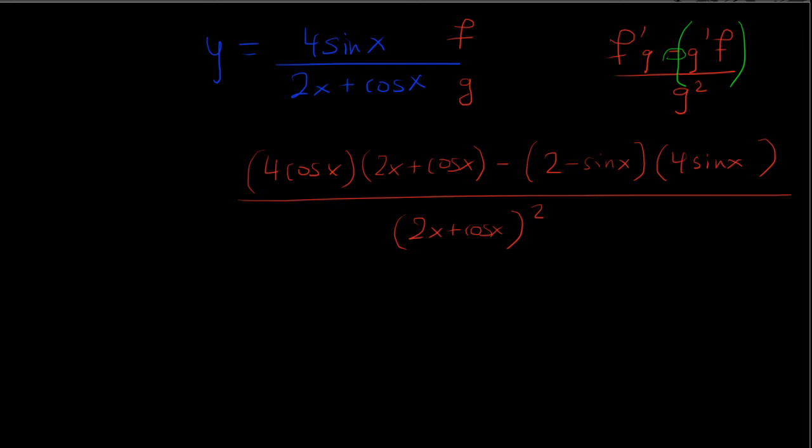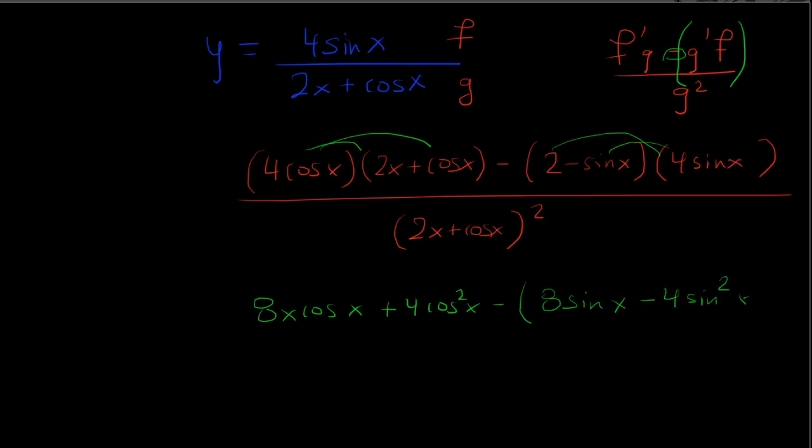I'm going to distribute out the 4 cosine x to get 8x cosine x plus 4 cosine squared x, minus, so I'm going to keep the minus out and I'm going to work on distributing out the 4 sine x. So that'd be 8 sine x minus 4 sine squared x, all over 2x plus cosine x squared.